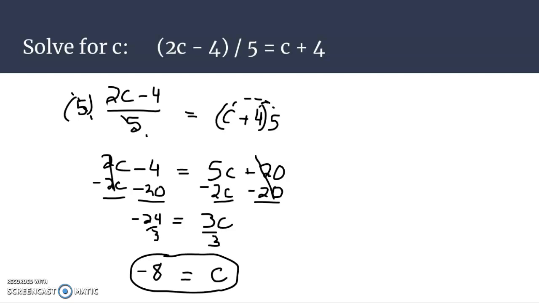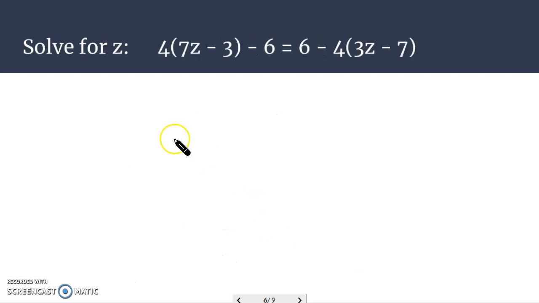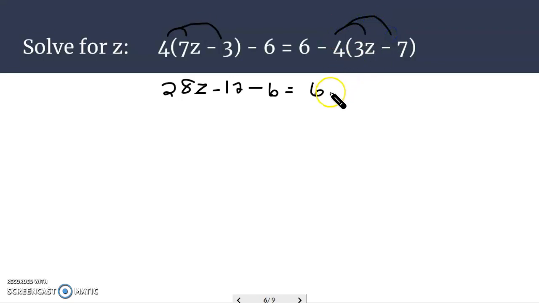Right, let's look at another example here. This time we have a lot of parentheses, a lot of distributive properties. First thing, the 4 gets distributed up here, giving me 28z minus 12. I have a -6. On the right side I have a 6. Now I'm distributing 4, but think of it as -4. -4 times 3z, -12z. -4 times -7, +28.